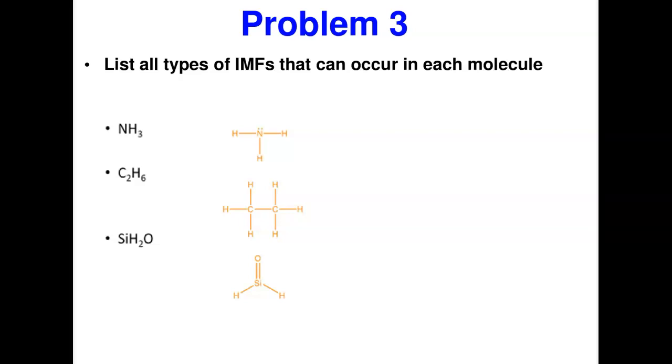Now, London dispersion force is the weakest intermolecular force of attraction. It exists in all molecules. So the first thing you want to do is to list that one. So there's London dispersion force here, there's London dispersion force, and there is London dispersion force. Then we go to the second one.